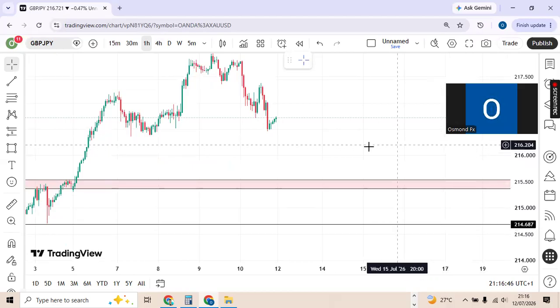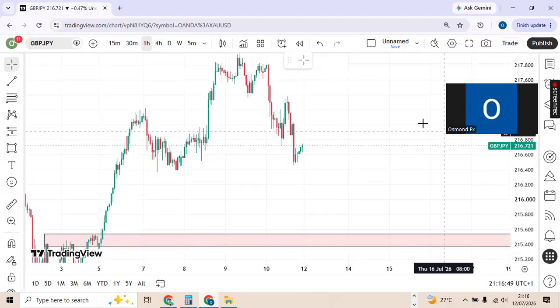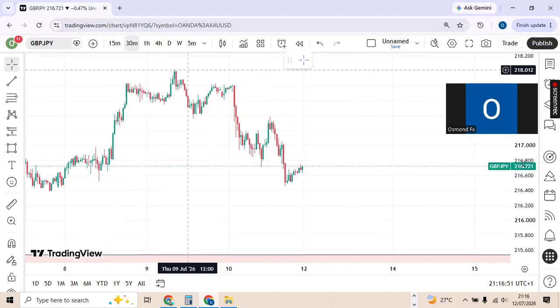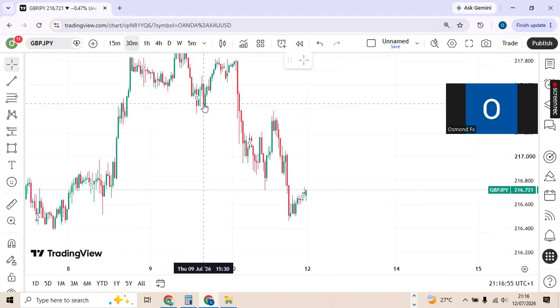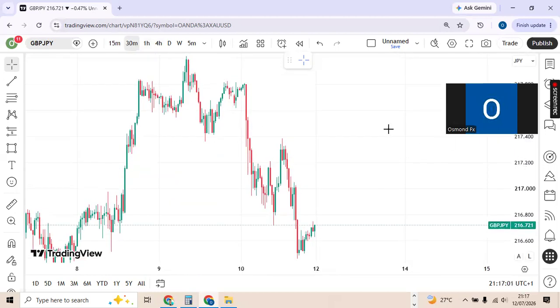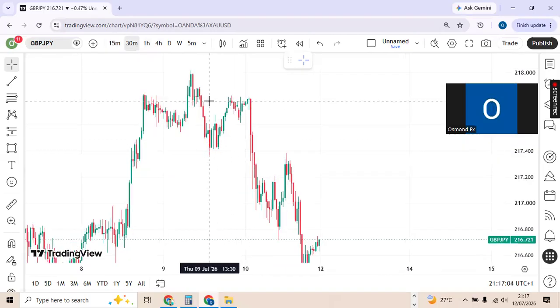So this is the trade I caught. This was the sell that I caught. I think it was Thursday night, around 8 p.m. Nigerian time. That's West African time, obviously.